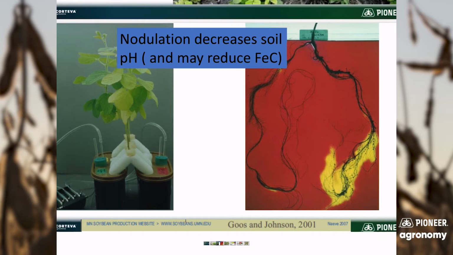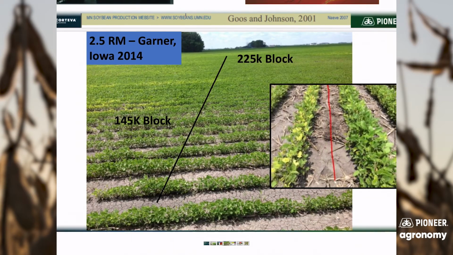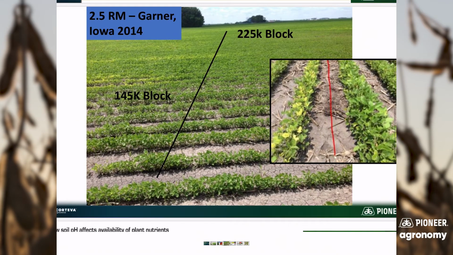So when we took that to practice back in 2014, you'll notice this is a block where we put a 225,000 block next to a 145,000 block, and this happens to be about V4, possibly V3 soybeans, just depending on where you are. You can see a pretty stark difference in those two blocks. Now, this was just using soil types, and when you went out into the field about that timing, you actually saw a pretty big difference. The plants were a lot healthier, a lot more robust, and a lot less of the iron chlorosis was showing up.